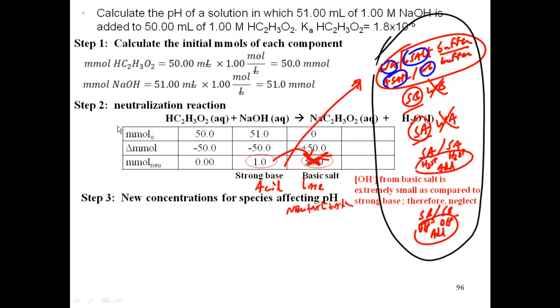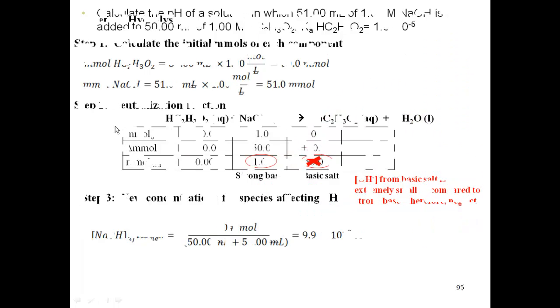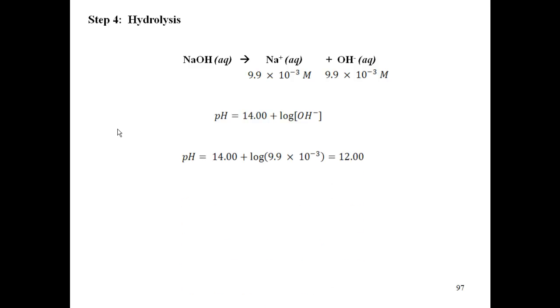Continuing on with our problem, we're saying that I'm only going to worry about the base. So then I'll do my calculation for my sodium hydroxide, which is my millimoles divided by my total volume, which is 9.9 times 10 to the negative 3 molarity. Since it's just a strong base, you do hydrolysis like we've done in the past. I'll break my sodium hydroxide into sodium and hydroxide, which gets me 9.9 times 10 to the negative 3rd molarity of both. I want the pH. pH will be 14 plus the log of hydroxide, which is 14 plus the log of 9.9 times 10 to the negative 3rd, which gives me a pH of 12.